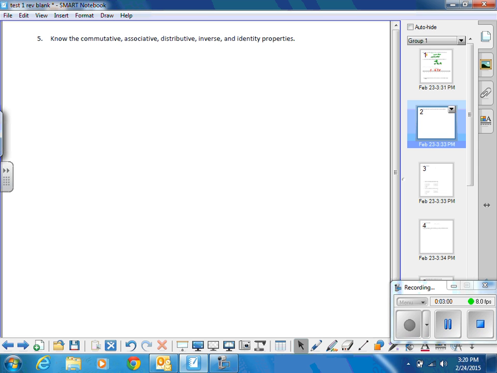Okay, it says know the commutative, associative, distributive, inverse, and identity properties. Let's talk about all of these. There are these properties for addition and multiplication. You really don't have them for division and subtraction. With all these, you're going to have multiple ones. So let's talk about the first one, the commutative property. I'm just going to abbreviate it. And they have it for plus and multiplication.